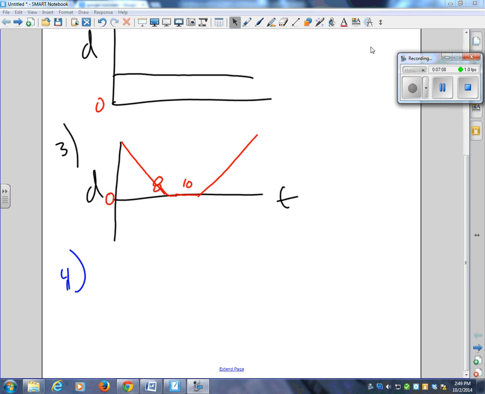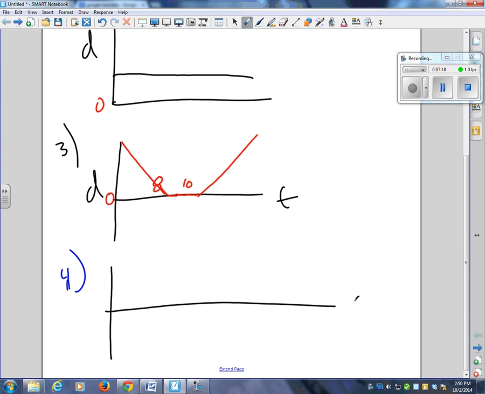Number 4, a bowling ball spends 8 minutes in the rack waiting to be thrown. It takes 4 seconds for the ball to reach the pins, and then 20 seconds to return to the rack. Here's another one where you have to decide where the origin is. How many people said the rack at the front is the origin?